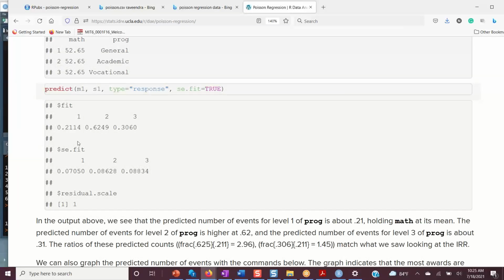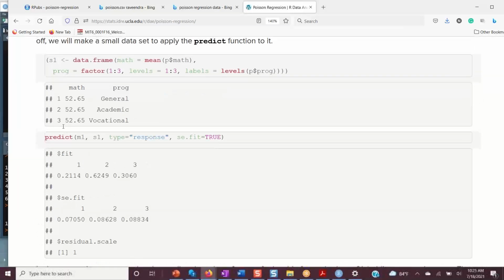And then you can find out the fitted values. Of course, the predict function you can always use. So in this case, the response, and remember, we are talking about the number of awards case. This is the math for the first 3 observations. The math value is this much. The program is general, academic, vocational.